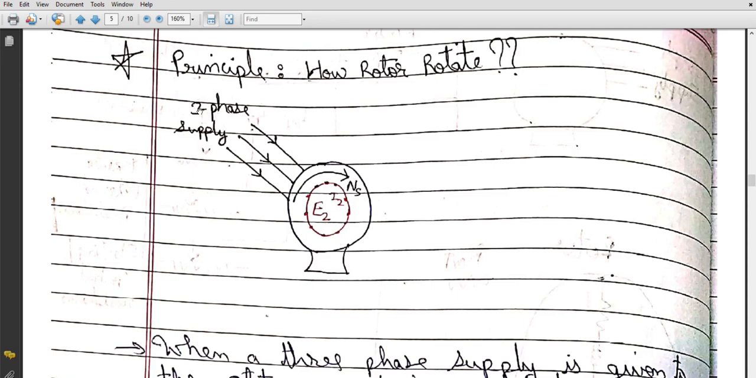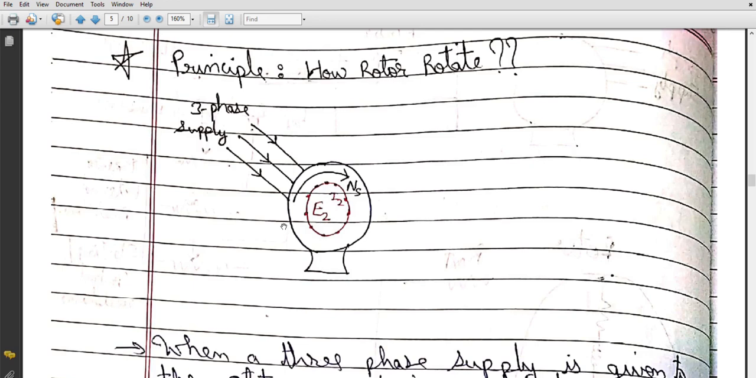Now this is the three-phase supply that is being provided to the stator. As you can see, the upper body is the stator body. As we all know, whenever a three-phase balanced supply is provided to a three-phase winding which is spatially displaced by 120 degrees, a rotating magnetic field is generated. This rotating magnetic field has a constant magnitude, which in the case of a three-phase induction motor is equal to 3 by 2 B max, where B is flux density.